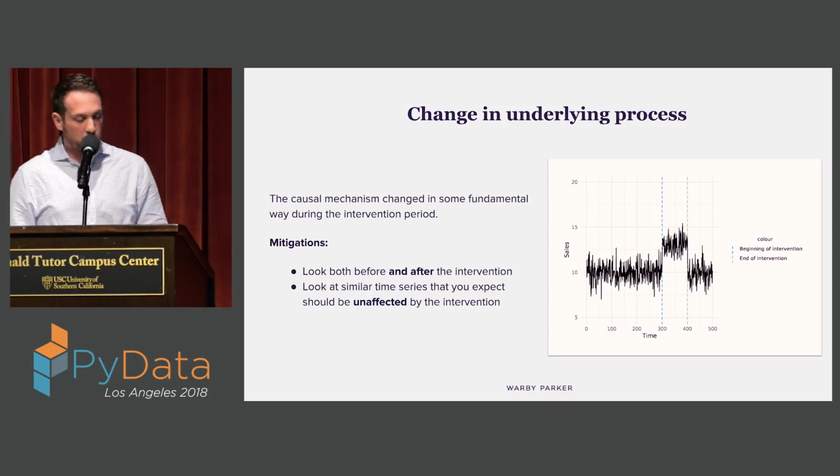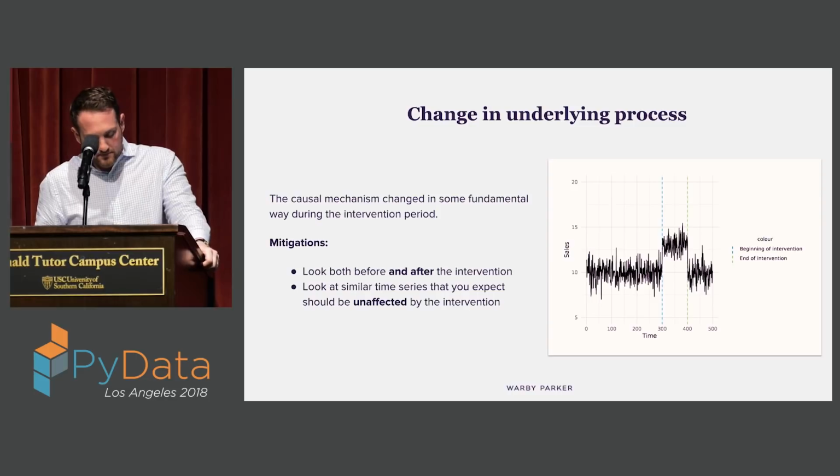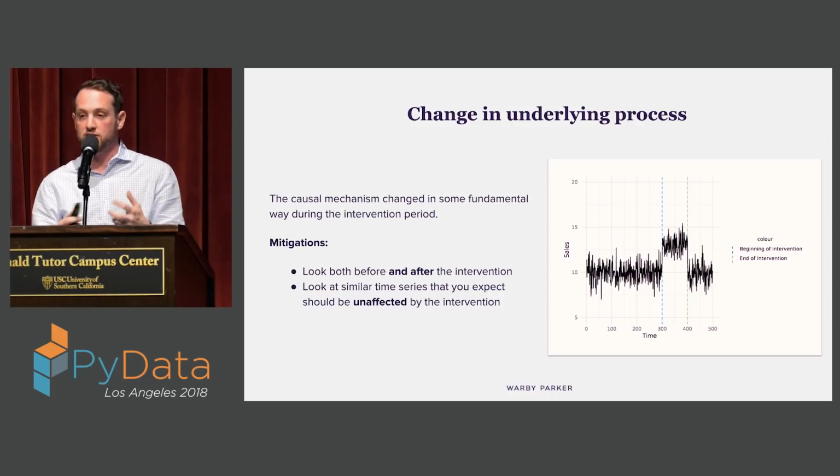So the first threat to validity I want to talk about is that there's some change in the underlying process. Basically, the underlying data generating process changed during the forecast period in some fundamental way. So this model assumes that any lift you see during the campaign period is attributable to your intervention. But that might not be a valid assumption. Something could change globally. The economy could tank, or a competitor could release a product. Some unobserved thing could happen that changes the fundamental dynamics of the process, of the system.